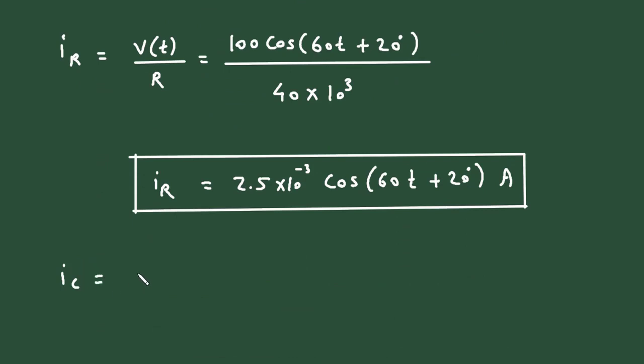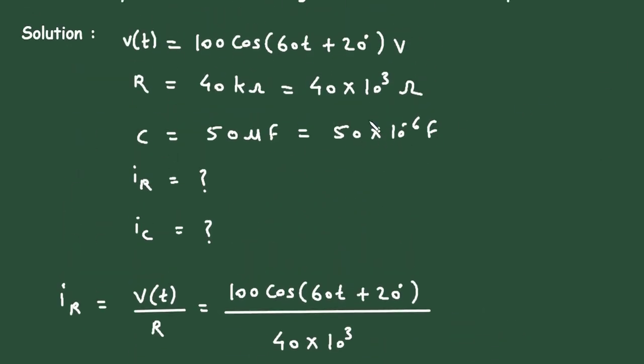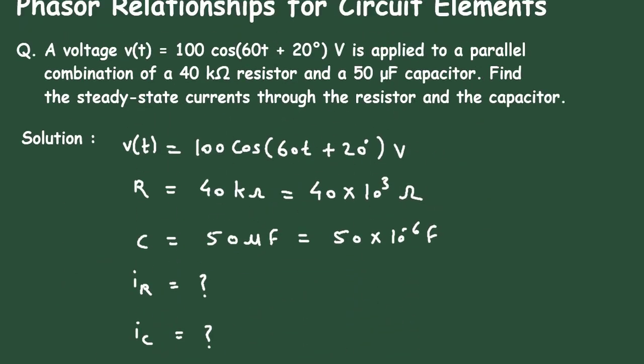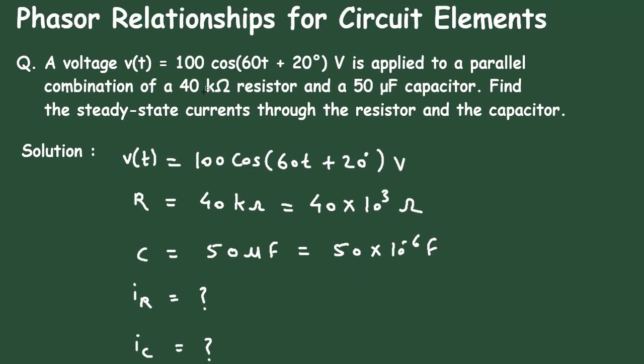So IC = C dv/dt. The value of C, here we can see, is 50 × 10^-6. This is the value of capacitor. Then d/dt of voltage. So voltage is this value. Let's copy this from here.